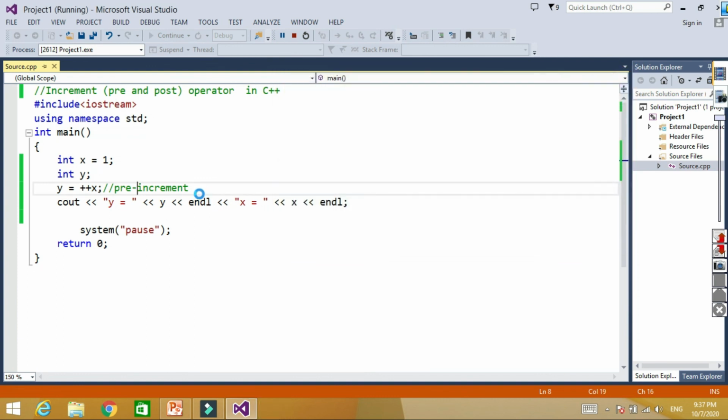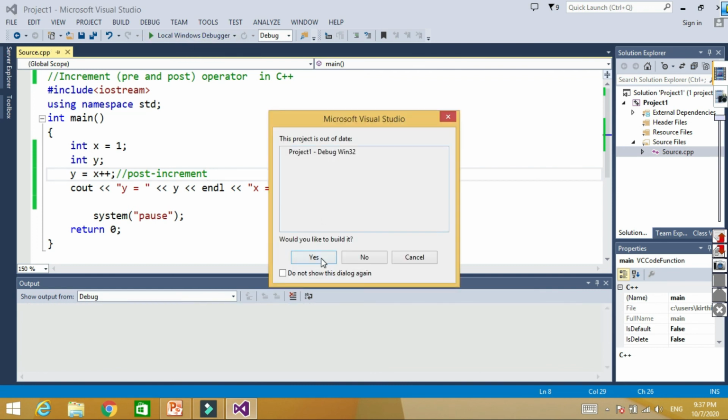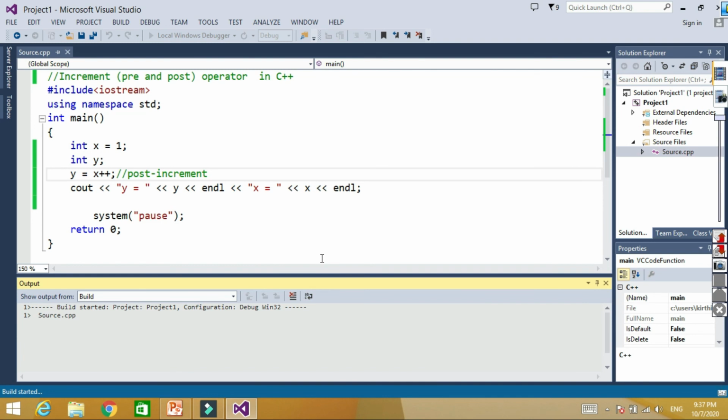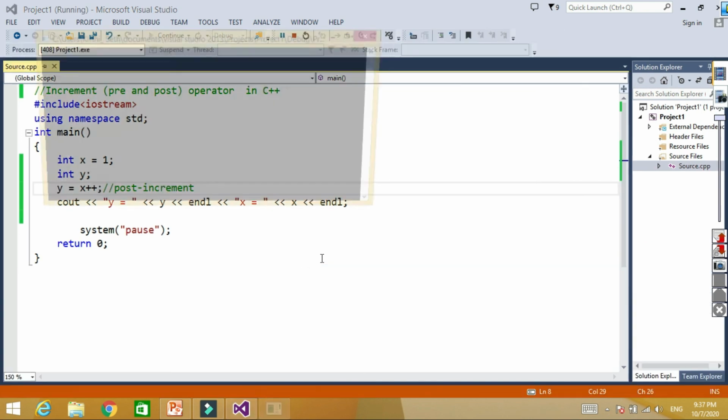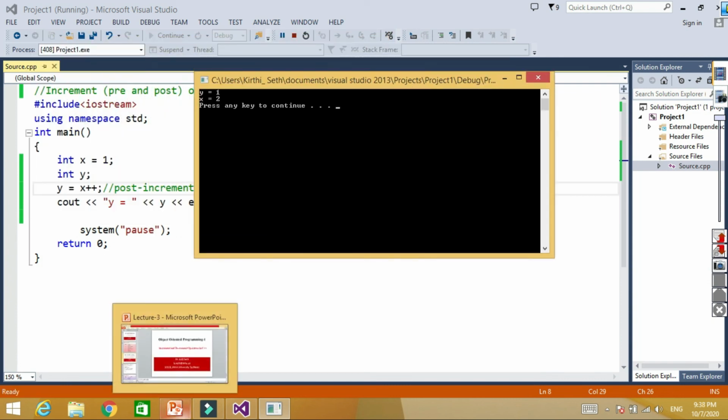Now if instead of this pre-increment I do post-increment, for example here I write x plus plus. So this is post-increment. Post-increment says first the value of x will go to y and then x will be incremented. So x will be 2 and y will be 1. Now let us take some other examples.